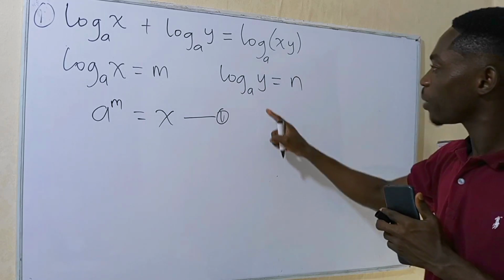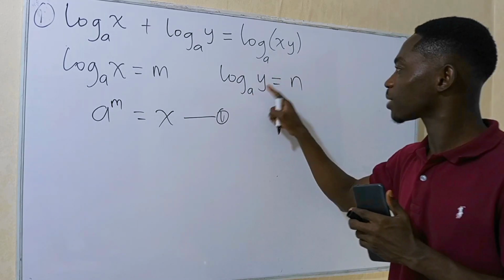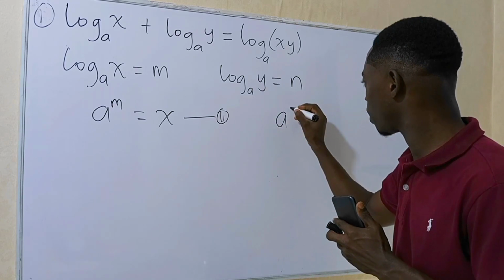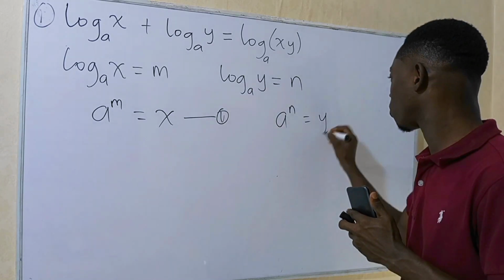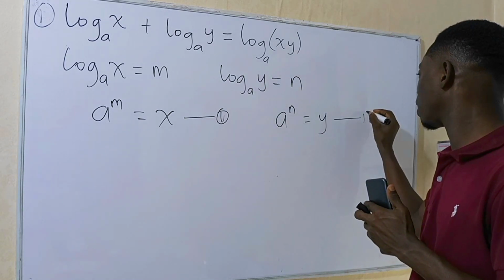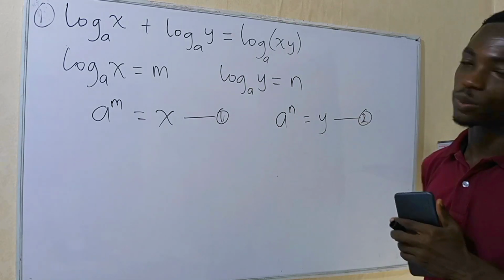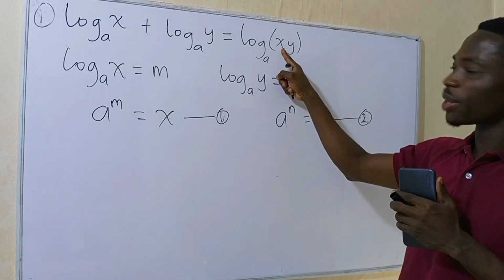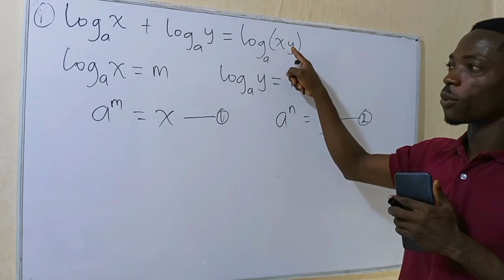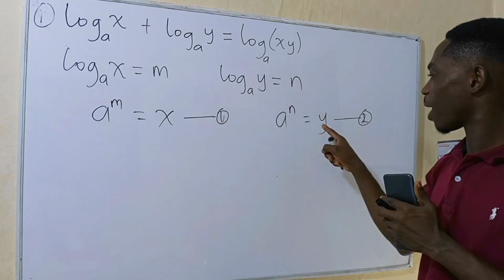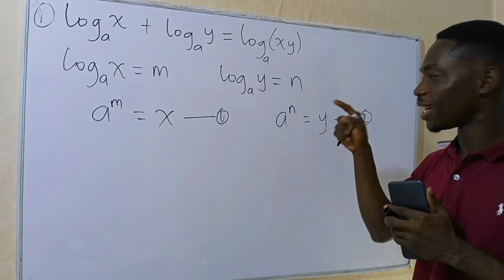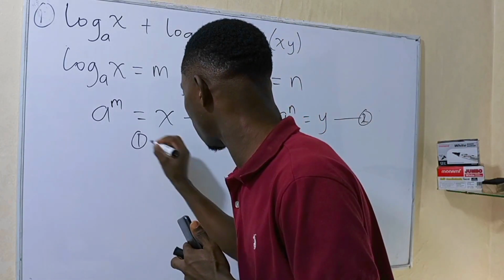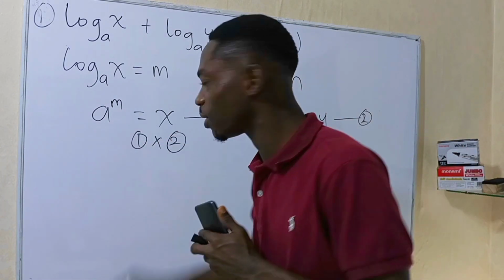Then right from here, a to what power will give us y, and it is saying n. So the exponential function is going to be a to the power n is equal to y, and I'll call this equation 2. And guess what? We are trying to prove this right here. Inside the parentheses, we can see x multiplying y. We have x here, we have y here. This is not magic. Let's go ahead and multiply the two equations. So I will just say equation 1 times equation 2.